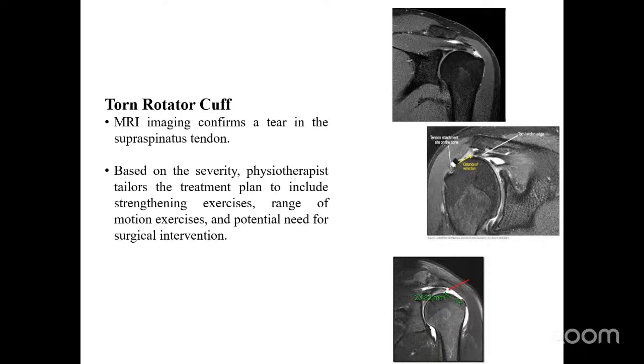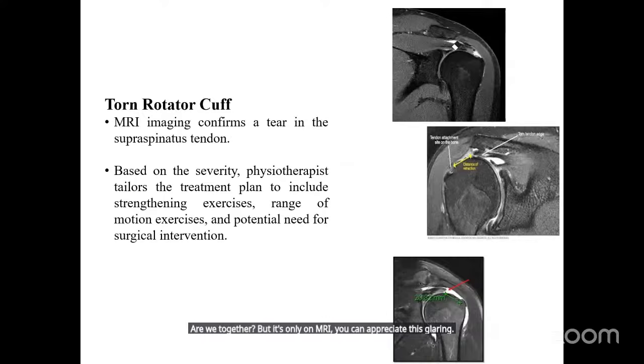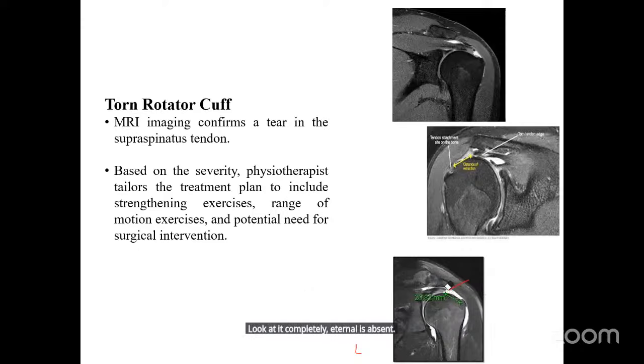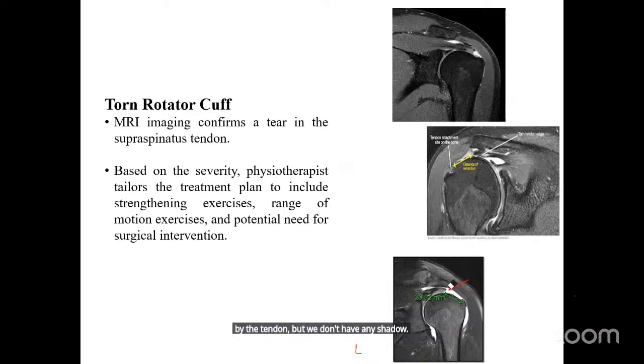Are we together? Yes, sir. You can see continuity here, but it's only on MRI that you can appreciate this glaringly. Otherwise, on ultrasound it is not well appreciated. Look at it also here. Completely, the tendon is absent. Can you see it? That's the point of insertion. It's only fluid that we are seeing. Rather, the fluid should have been intervened by the tendon, but we don't have any shadow of the tendon here. So complete retraction, complete tear of the supraspinatus tendon.